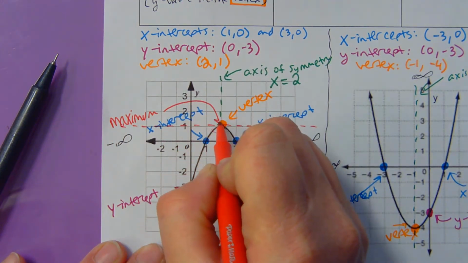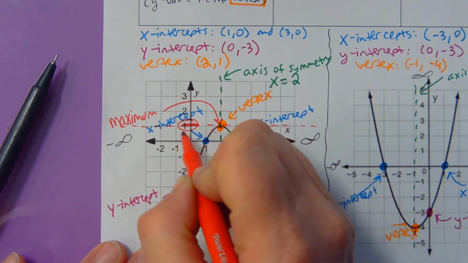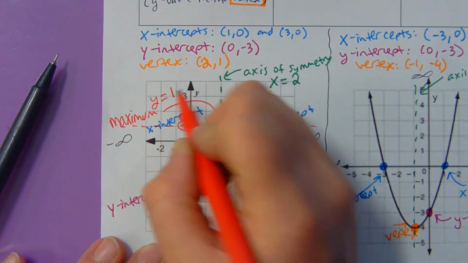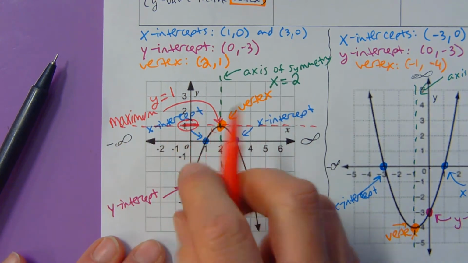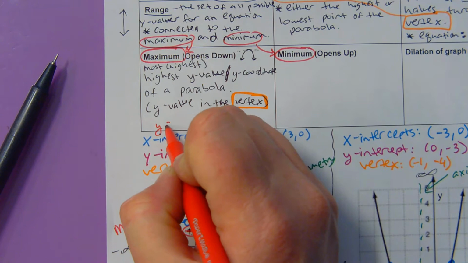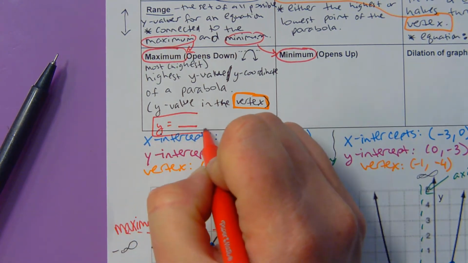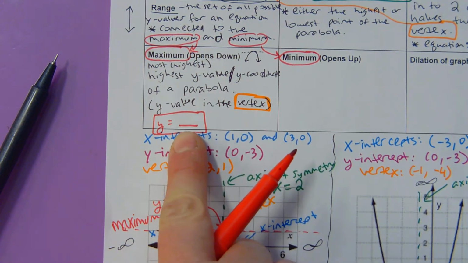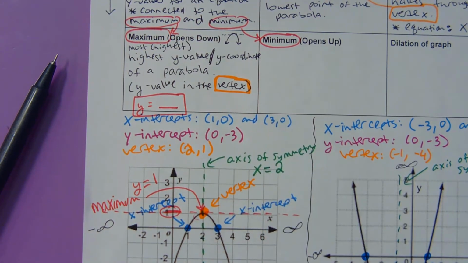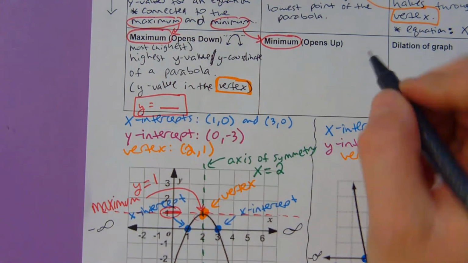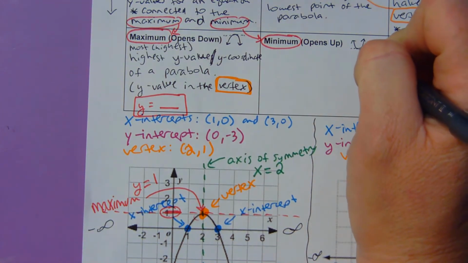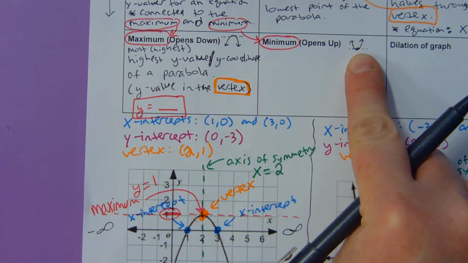And this point right here, this y value is +1. And so we would say that y equals 1. It's a line. And so for the maximum in our notes, we can put y equals, and what is that number? That's how we say it. Okay. And then the minimum is the same idea, but now it's going on the upwards. So here's my parabola. The minimum is the lowest point right there.